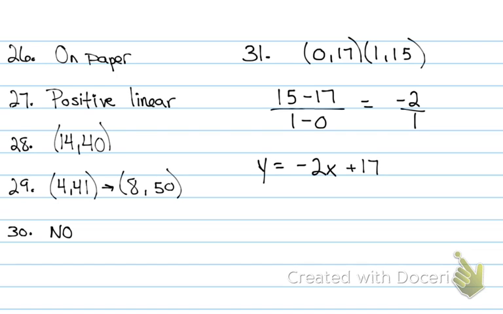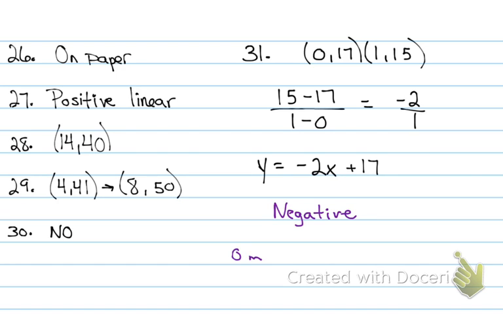17. So there's my equation for the line of fit. So what is the relationship between x and y? As x increases, according to the table, what is happening to my y values? As x increases, what happens to y? It decreases. So what type of a relationship is that? That is a negative relationship.